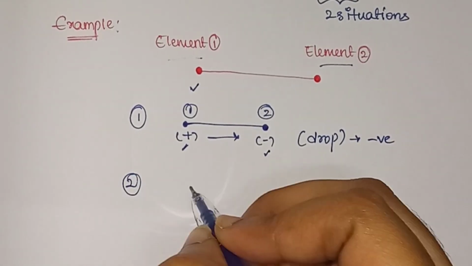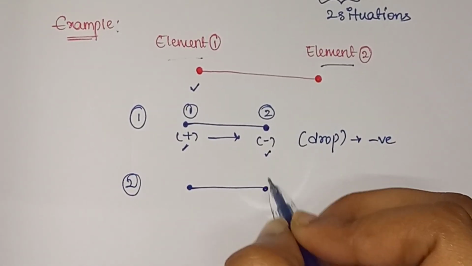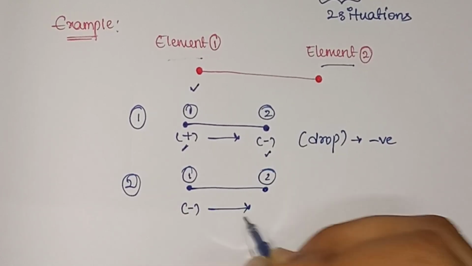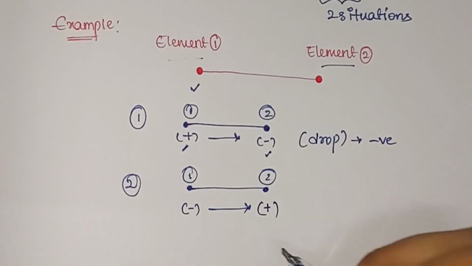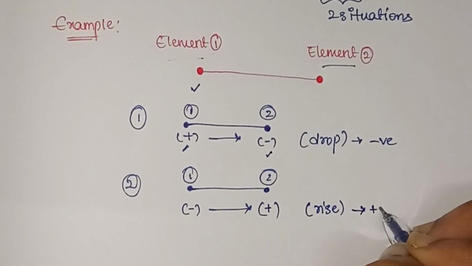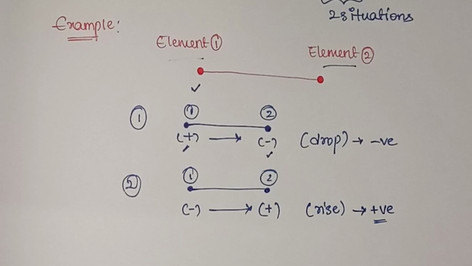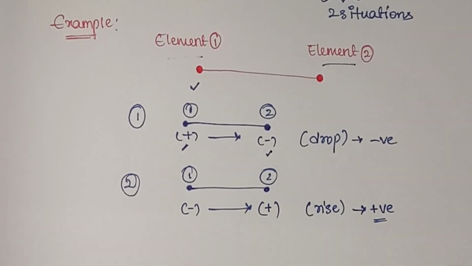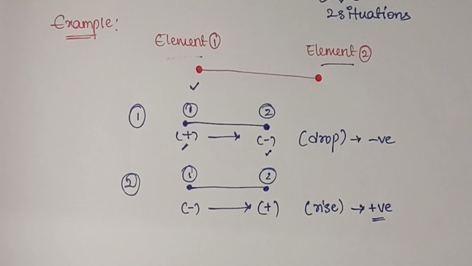The next condition is, this is my element 1, this is my element 2. If charge is moving from a negative point to a positive point, it is called a rise situation, and we denote it by a positive symbol. I hope you understood this. Now let's see the other part. I'll show you a pictorial representation so that you can understand it.